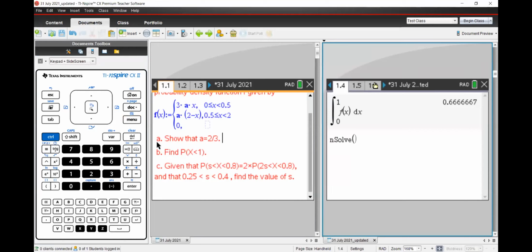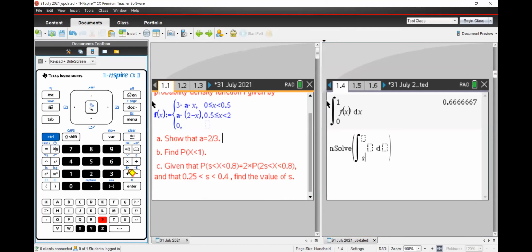The same equation can be condensed into a smaller one, saying, okay, integrating from s to 0.8 f of x dx. So now when we say s to 0.8, it automatically takes the hybrid function accordingly. And this should be equal to 2 times the integration from 2s to 0.8 f of x dx. All right, so the equation is completed. The variable is s. Hit enter. You get the result.